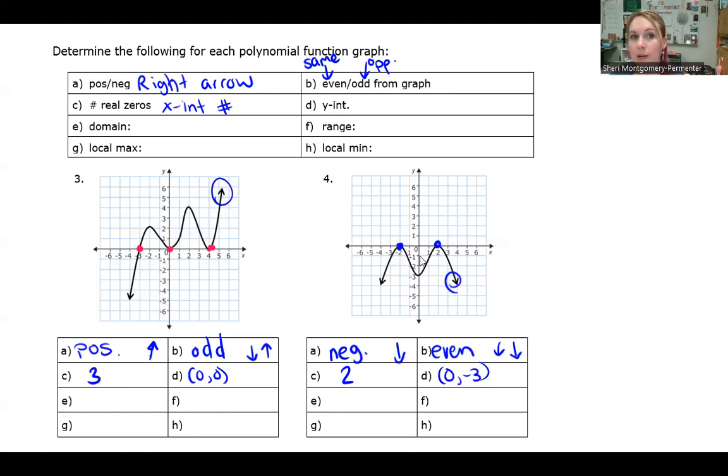For the domain and the range, the domain is going to be another easy one. Because for these polynomials, they're continuous graphs. And so they might get wild in the middle, but on the two ends, we've got some variation of this going on. They keep going in both directions. So the domain for all of these will be all real numbers.